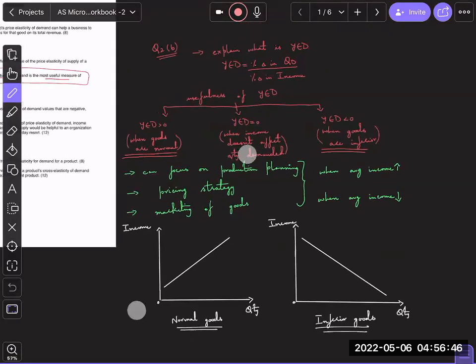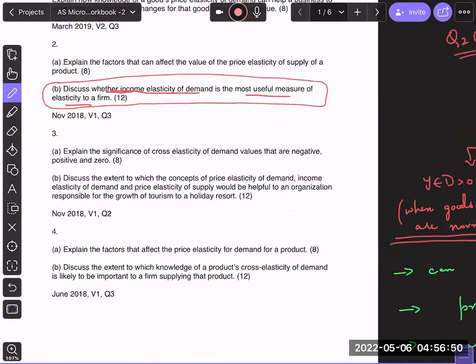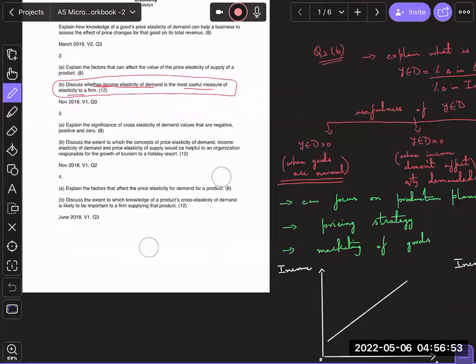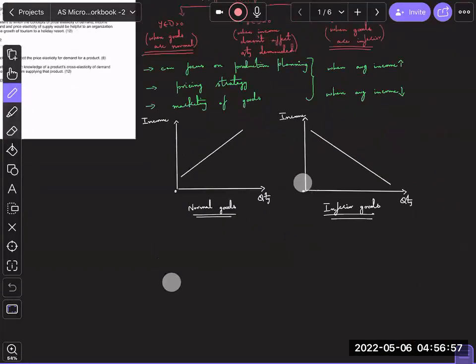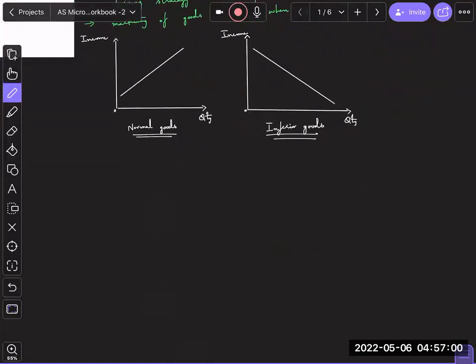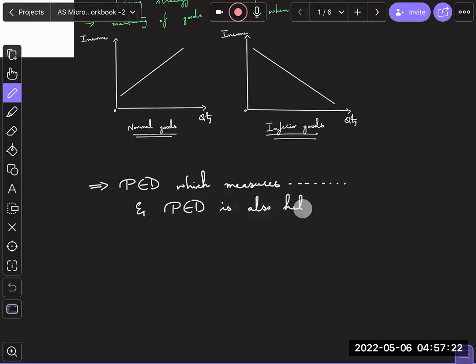Now, just look at the question again. Whether it is the most useful measure of elasticity or not. Say, अब इसमें क्या होगा? Now you have to explain what are other measures of elasticity, such as PED, which measures the responsiveness of quantity demanded when there is a change in the price. And PED is also helpful in pricing, in telling whether you should market the good or not, in production planning, in revenue maximization, etc.